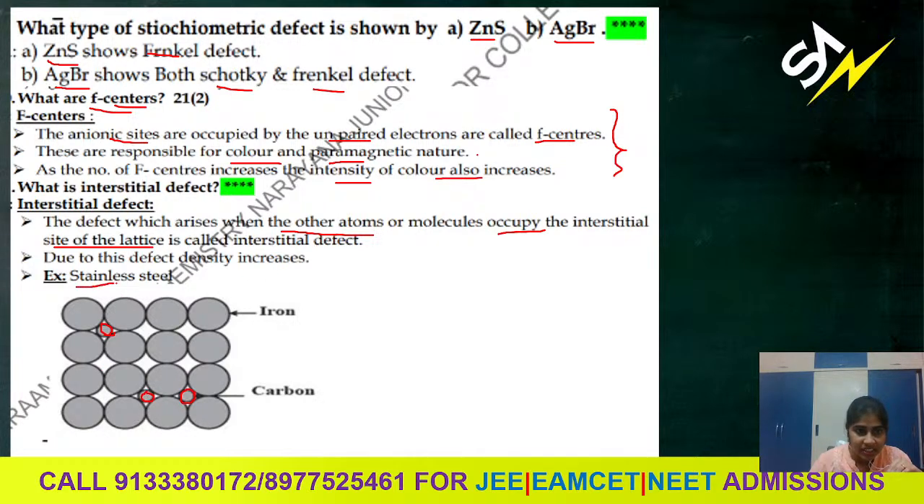You can see this in stainless steel. If carbon is added to the iron, then that becomes stainless steel. In that type of compounds, you can see these interstitial defects. These are a few concepts you can expect in this solid state.